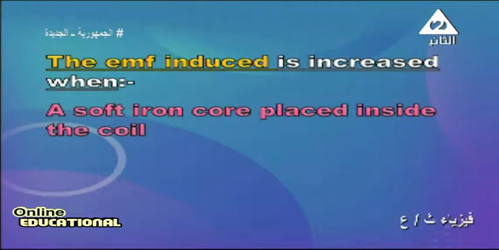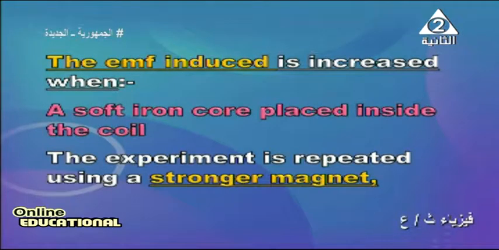EMF is increased when something very important. We are repeating the experiments and making some changes, and we've noticed that the EMF induced is increased when a soft iron core is placed inside the coil. So keeping the same coil, but placing a soft iron core inside it, deflection is increased. The experiment is repeated using a stronger magnet. This also will increase the deflection, and will increase the EMF.